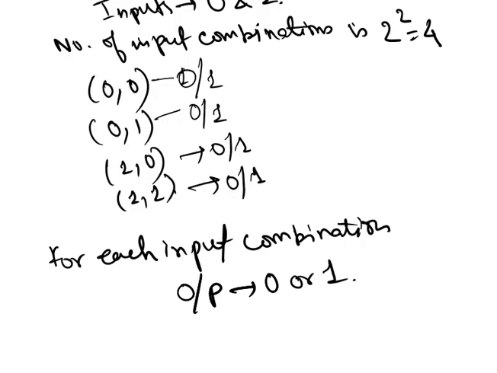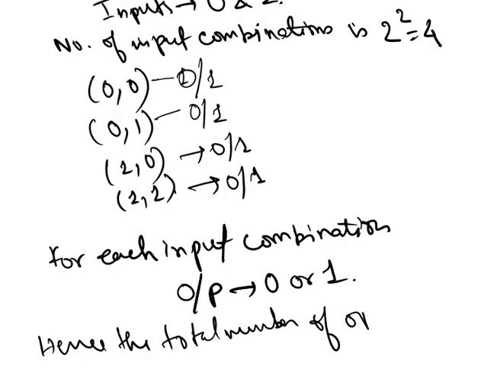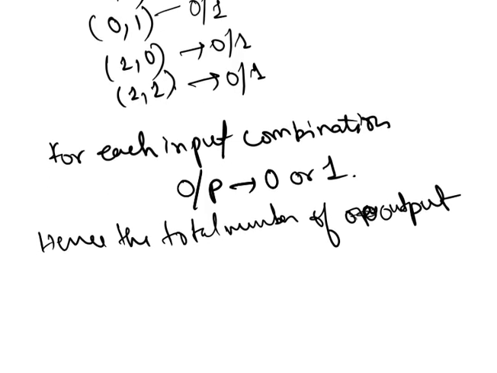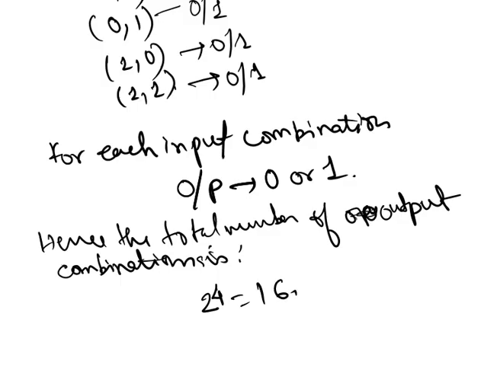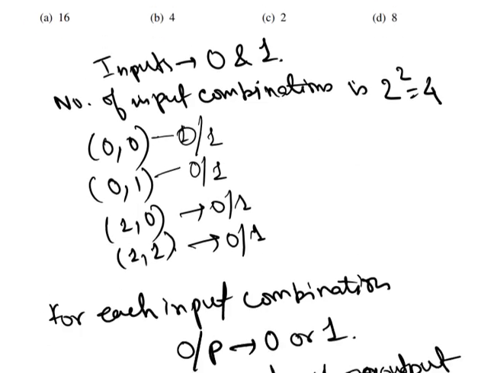Hence the total number of possible output combinations is 2 to the power 4 equal to 16, and our result is 16, right?